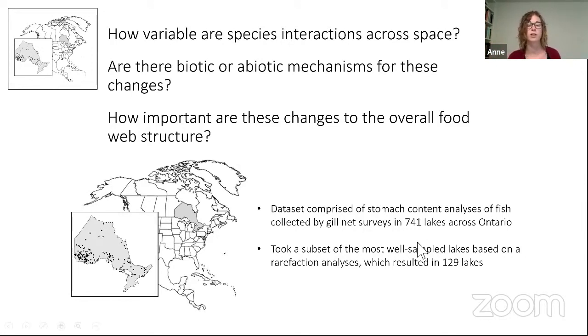So to answer these questions, we were using the broad scale monitoring data set, which is a great data set that the Ontario Ministry of Natural Resources collected from 2008 to 2012. It's across 741 lakes and spans a really wide gradient of Ontario. From that, we took a subset of the most well-sampled lakes. So this left us with 129, which you can see on the inset here. So we still have a fairly representative swath of Ontario.